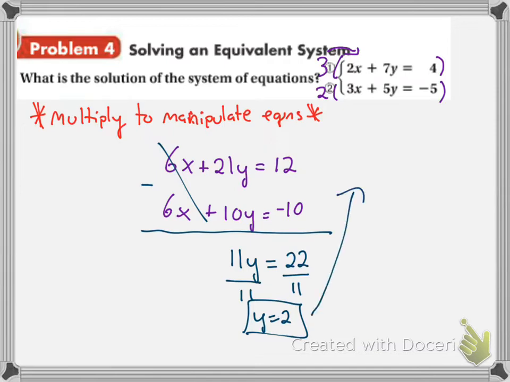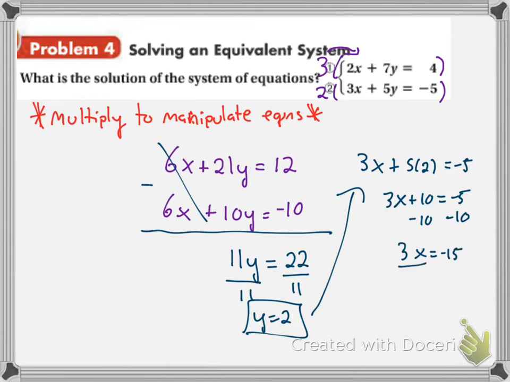Finally, I'm going to plug this into any equation. I'll do the bottom one this time. 3x plus 5 times 2 equals negative 5. Subtract everything by 10. 3x equals negative 15. I'm left with x equals negative 5.